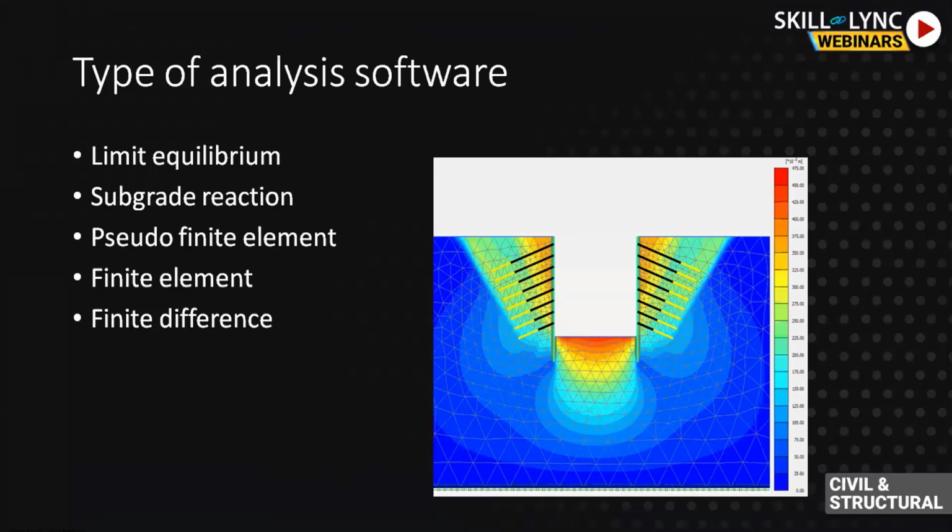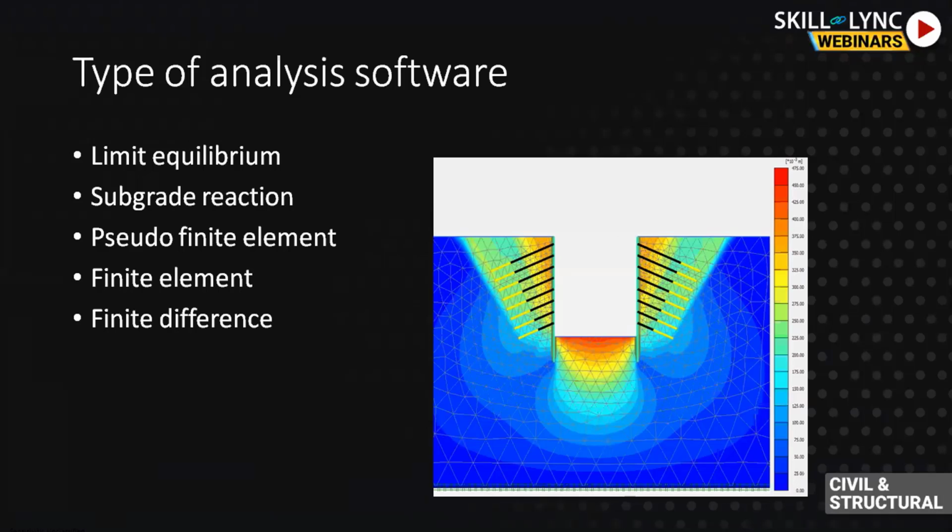The first one is the limit equilibrium approach. You need only the ground strength, and this software is simple and straightforward. There is no soil structure interaction in this, and we also cannot calculate deformation in these software packages, which are more like 2D software.